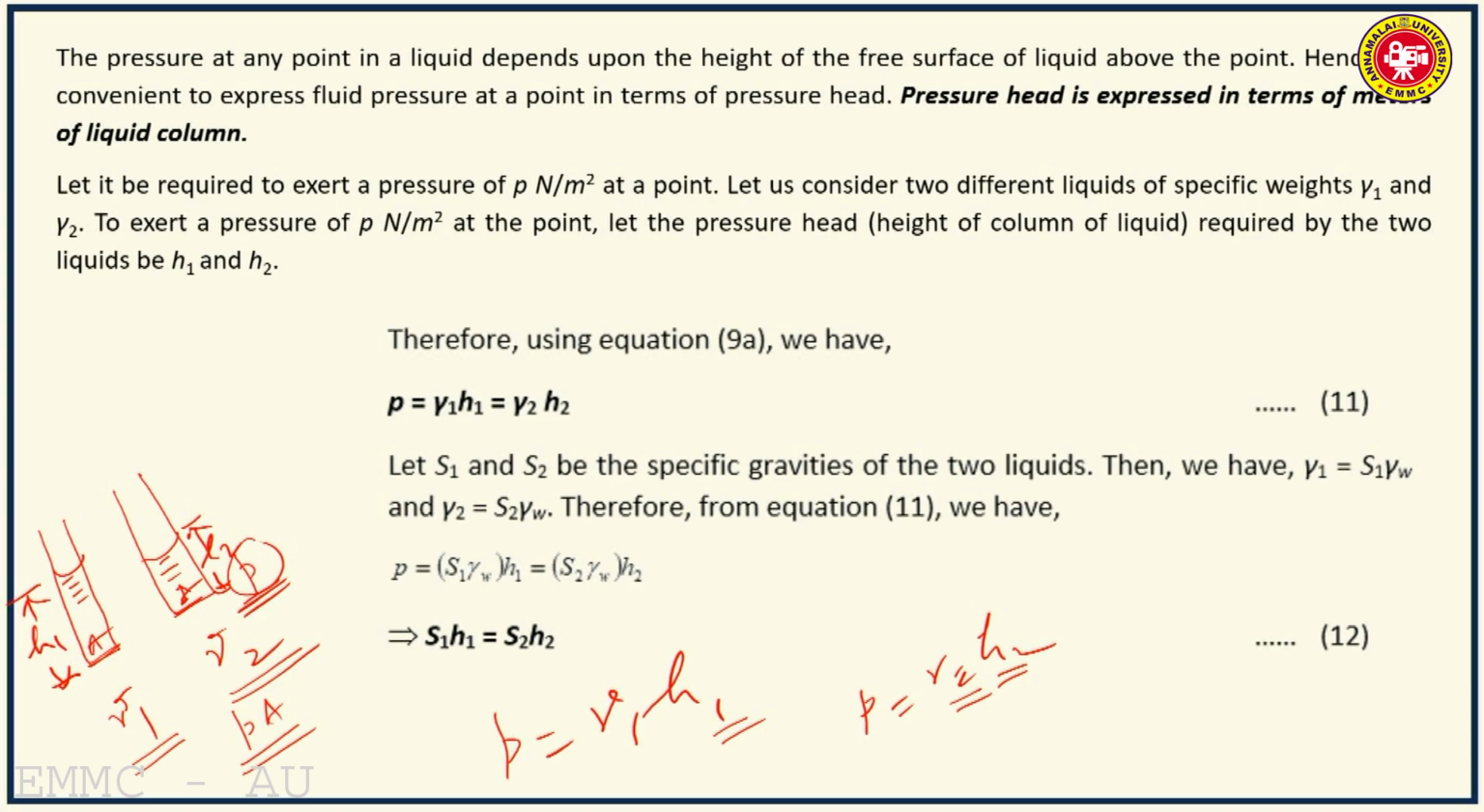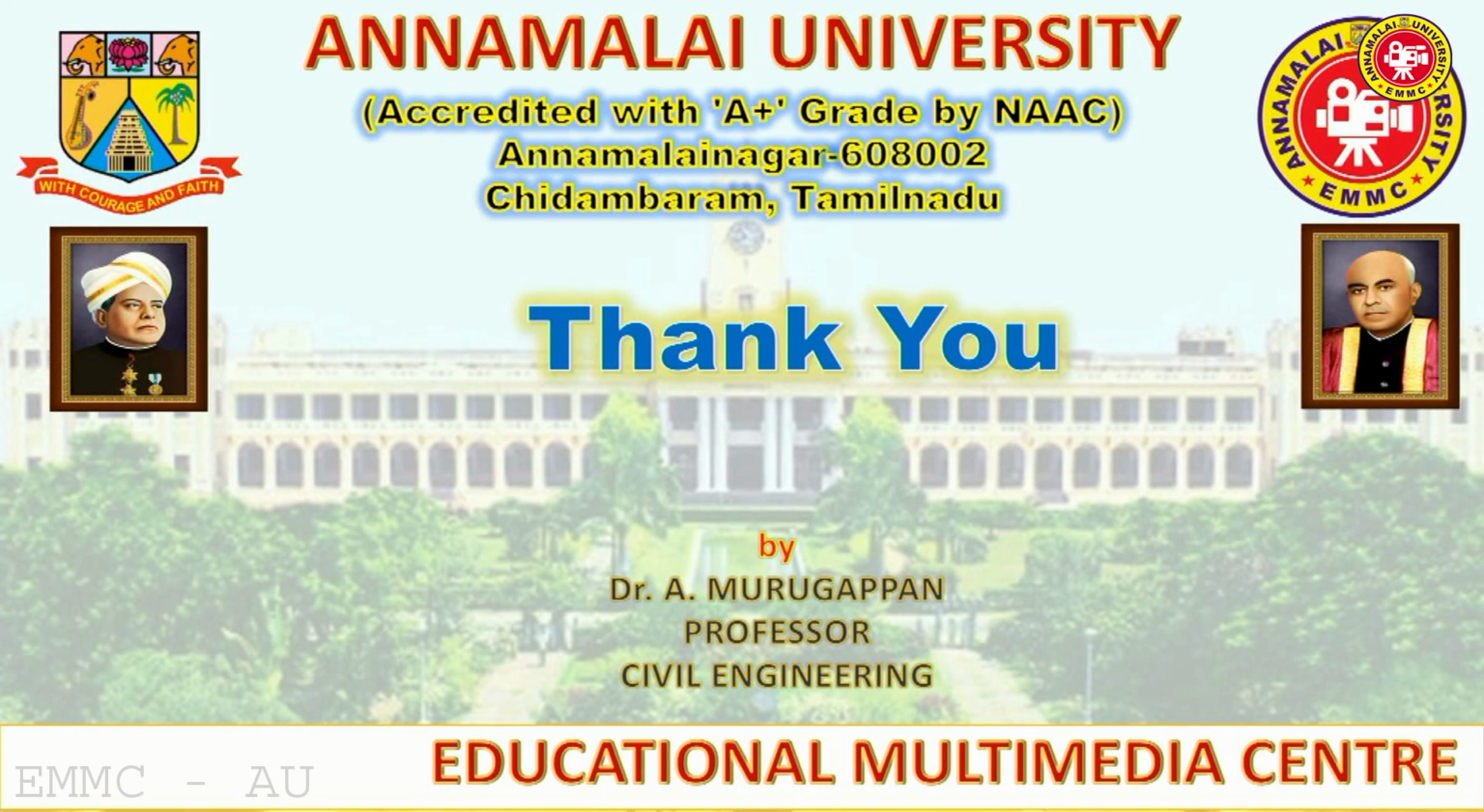So, if S1 and S2 are the specific gravities of the two liquids, you can express gamma 1 as S1 into gamma W. So, gamma W is the specific weight of water, that is the standard fluid, and S2 multiplied by gamma W will give you the specific weight of liquid 2. So, gamma W will get cancelled on both sides. You have S1 H1 equal to S2 H2.